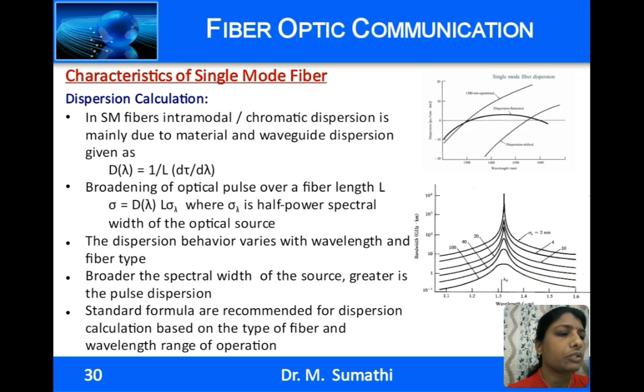If the bandwidth or spectral width of the source is larger, then the dispersion is higher and the bandwidth supported is lesser, and it drastically changes from the optimal value of wavelength. Even a slight deviation from the optimal value of wavelength decreases the bandwidth drastically. So, for calculation of dispersion, standard formulas are recommended depending on the type of fiber that is used and the wavelength range of operation.